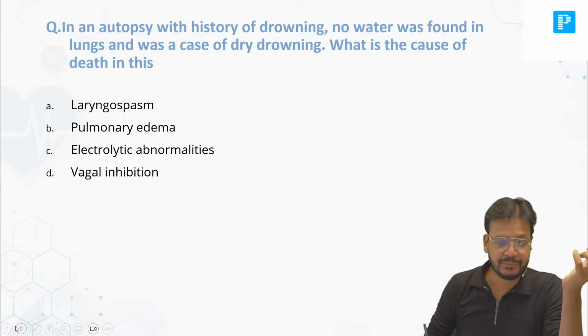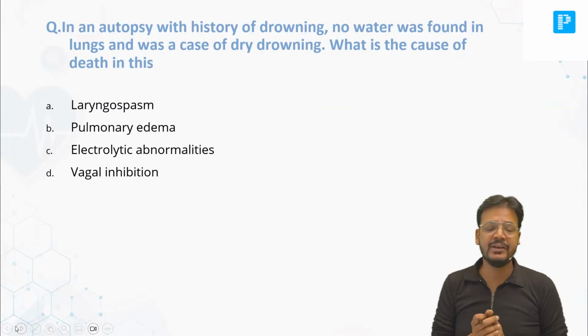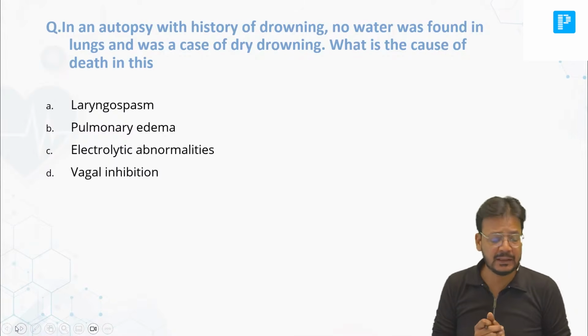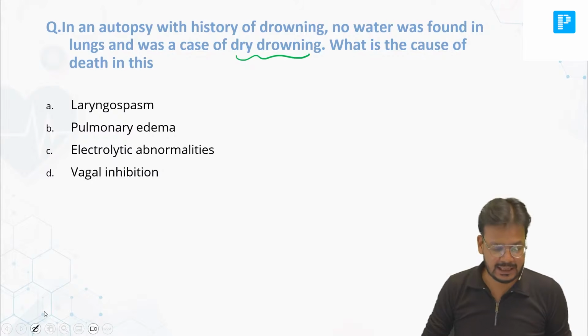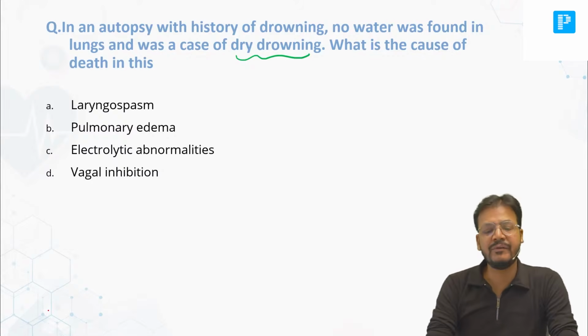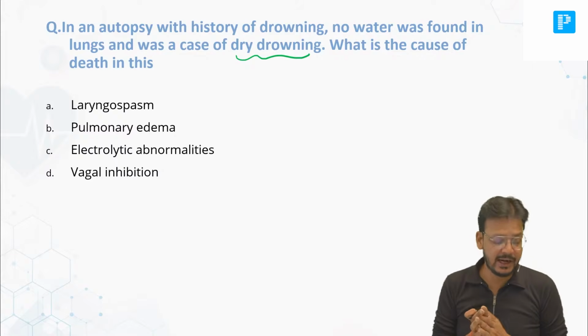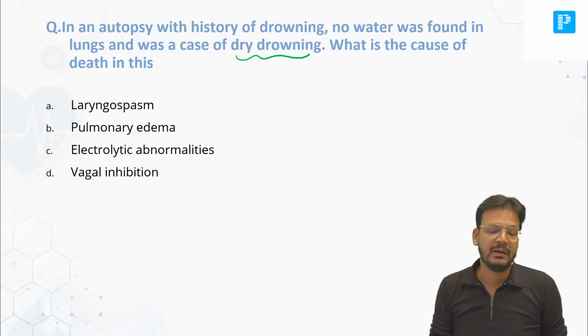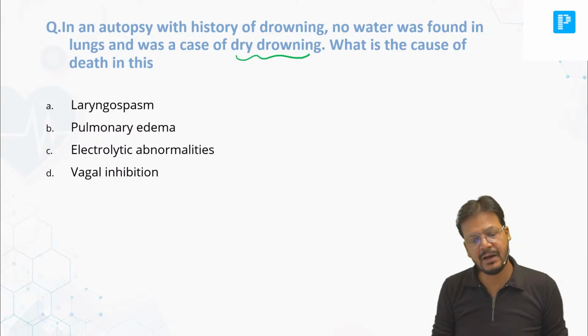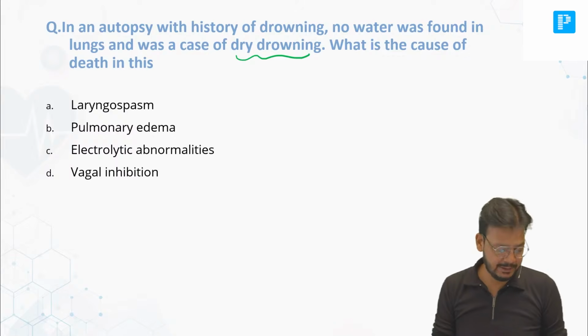These are the right strategy. Now sir, in an autopsy with the history of drowning, no water was found in the lungs and it was a case of dry drowning. What is the cause of death in this particular case? Tell me. There is no water in the lung. That's dry drowning. What is the cause of death in this particular case? Tell me, dear. Is it laryngospasm, pulmonary edema, electrolyte abnormalities, or vagal inhibition?